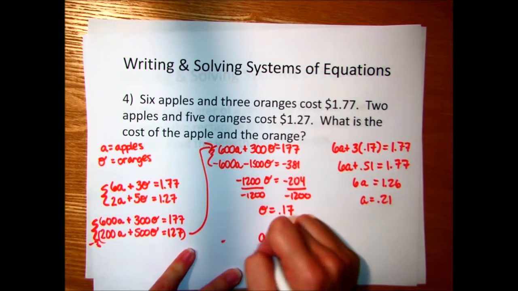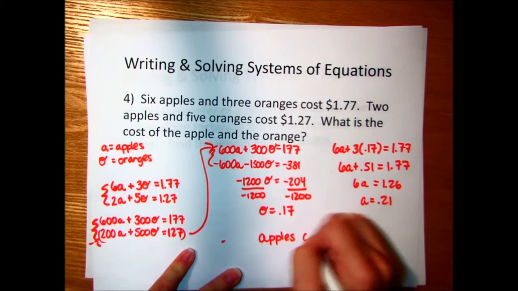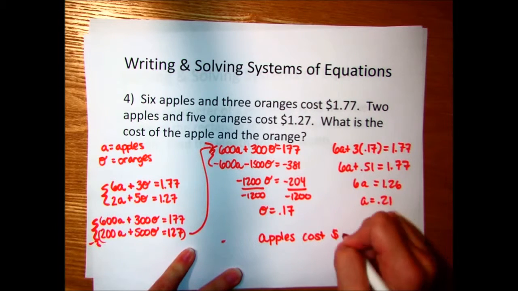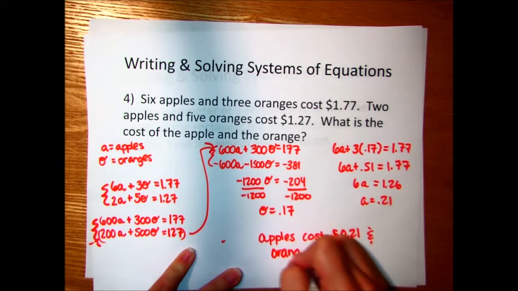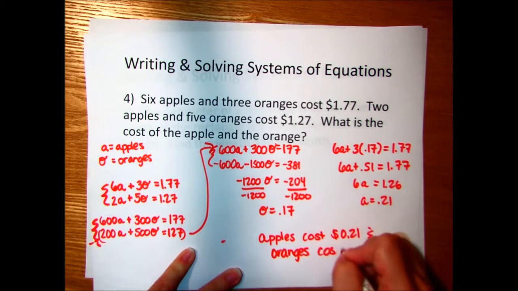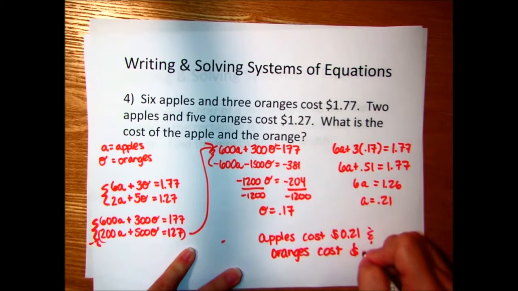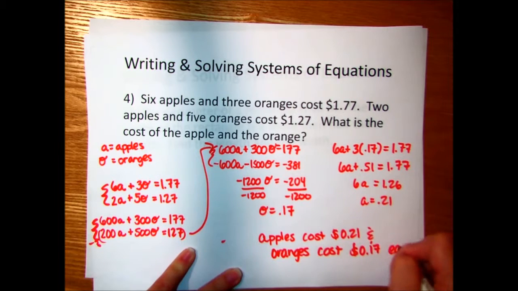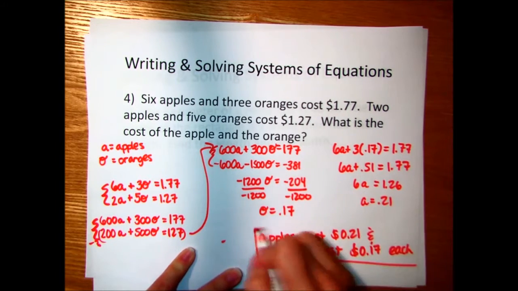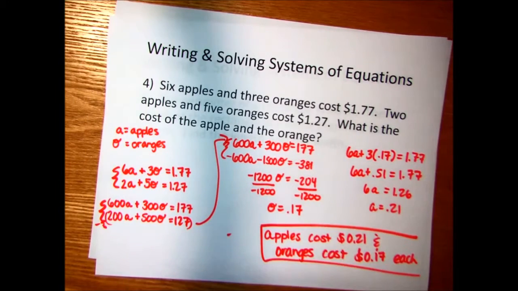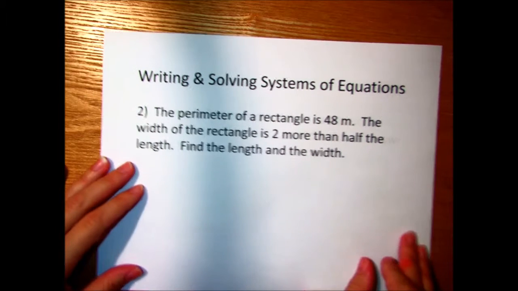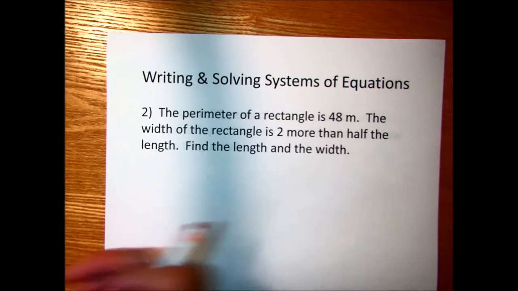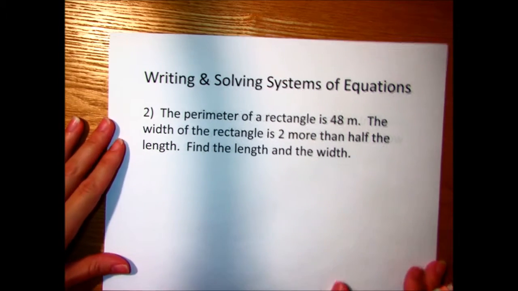So we're going to write this out. Apples cost 21 cents, and oranges cost 17 cents each. That's my final answer. Now the next 2, again, we're just going to practice writing this system rather than actually solving it right now. You can solve that later.